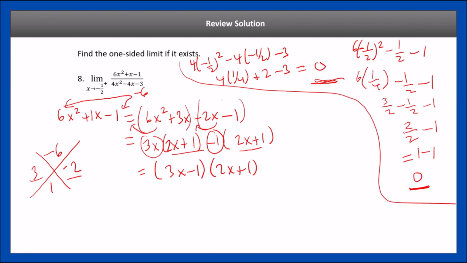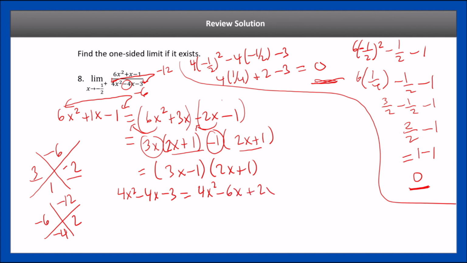Let's put this off to the side. So let's factor 4x squared minus 4x minus 3. For this, I'm going to multiply. 4 times negative 3 is negative 12. So I need factors of negative 12 that add up to negative 4. Well, that is going to be negative 6 and positive 2. All right, so I'm going to split that. So let me rewrite the denominator. I'm going to rewrite that as 4x squared minus 6x, using the numbers that I have from the table, plus 2x minus 3. Going to factor by grouping.